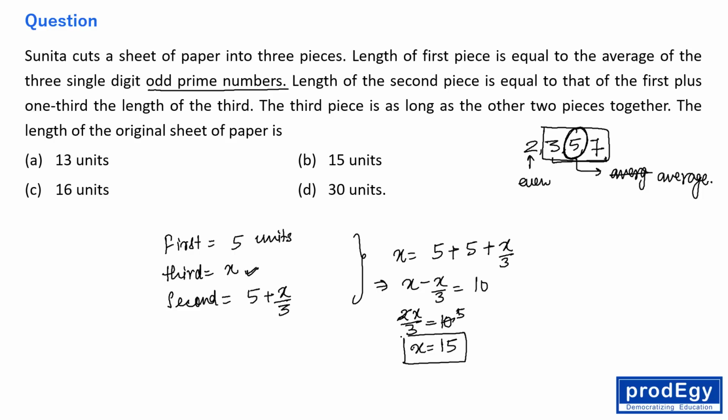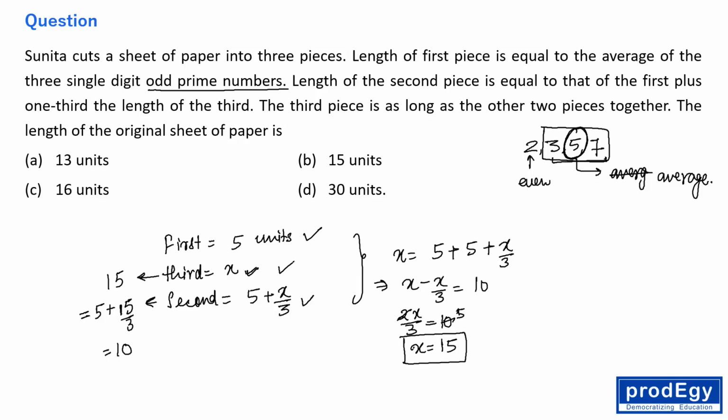If x is equal to 15, it means the third one is 15. Right? And the second one is what? 5 plus 15 by 3. Okay. So 5 plus 15 by 3 is 5 plus 5, which is 10. Right. So first one is 5, second is 10, and third is 15.